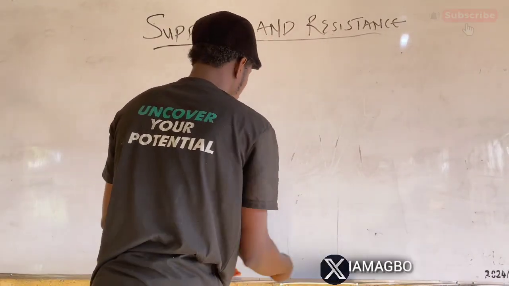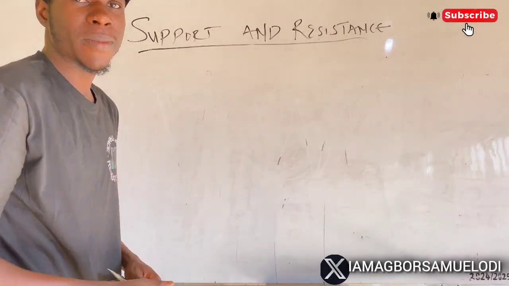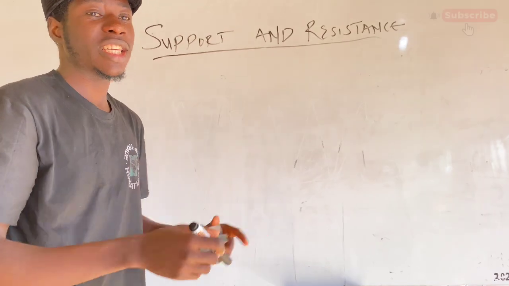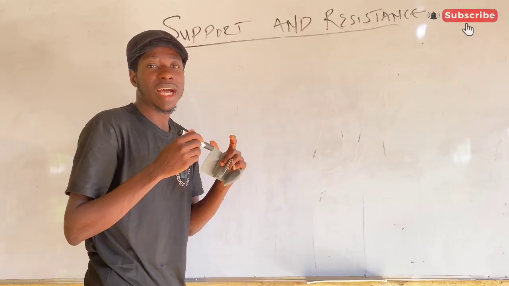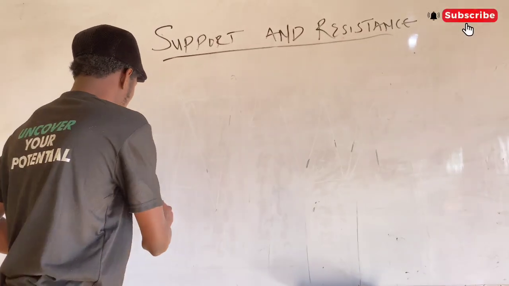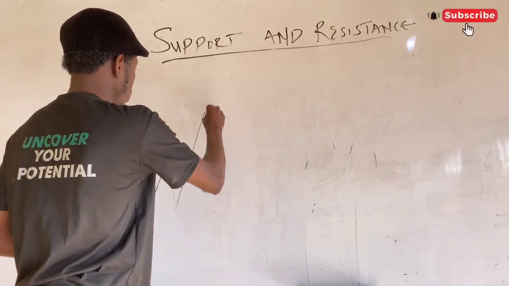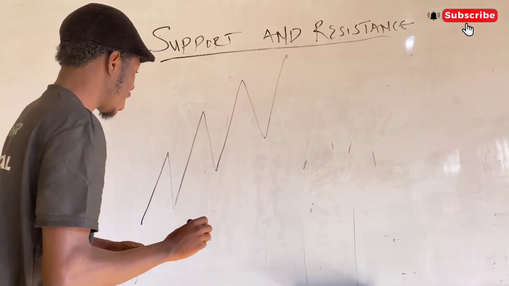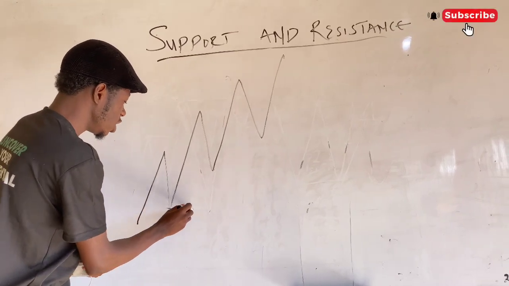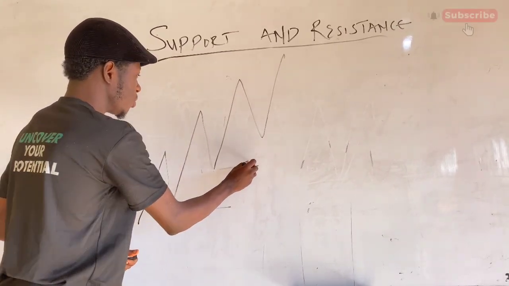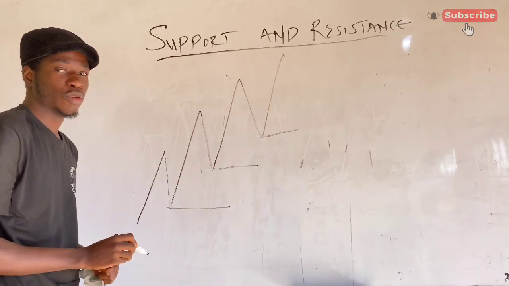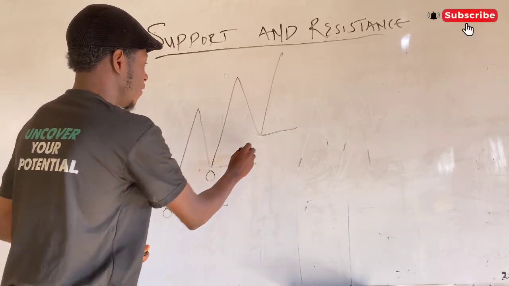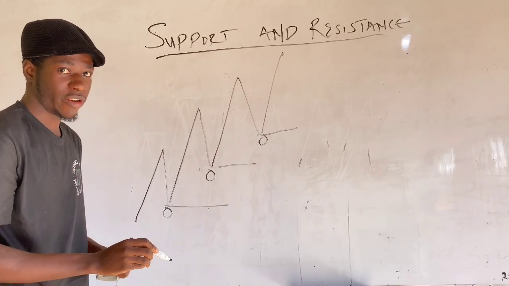So for example, we know we have three major market structures: an uptrend, a downtrend, and a sideways market. So let's start with an uptrending market, right? For an uptrending market, price always creates higher highs and higher lows, right? Now, creating higher lows, this is a support level, this is a support level, and this is a support level. Because why? Buyers got involved here, buyers got involved here, and buyers got involved here, right?